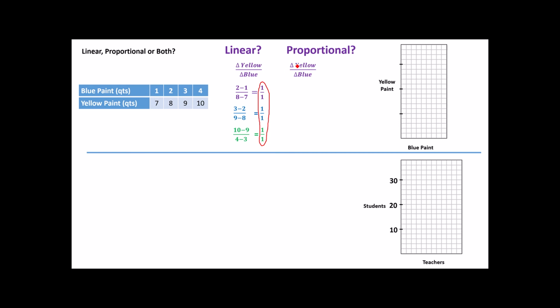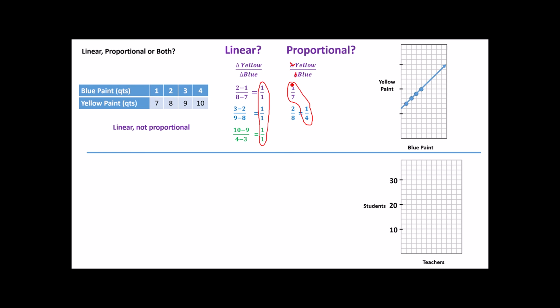Is it proportional? I'm going to get rid of these. That's a little bit of a typo there. We're looking at just the ratios this time. 1/7. 2/8 is 1/4. Notice these did not match, so I do not need to check the rest. This will not be proportional. Once again, graphing this. There's your one blue to 7 yellow, 2 blues to 8 yellow, 3 blues to 9 yellow, 4 blues to 10 yellow, and you can of course see that it's linear.